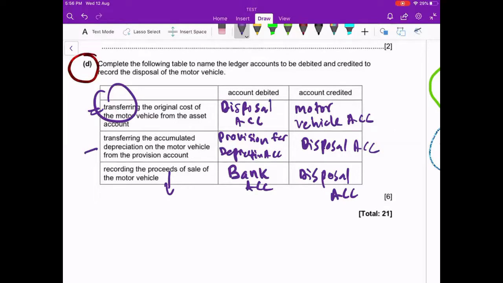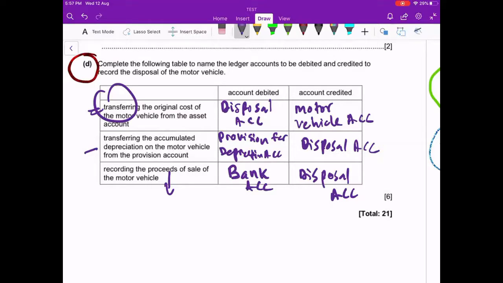So this motor vehicle I want to sell. Whenever I want to sell the motor vehicle, I will take it out. Whenever you take out, you credit the motor vehicle account. You take out from here, you put inside a new account called disposal account. Before you sell, you put it inside this account first. After that, you will sell. So you minus from the motor vehicle account, credit the motor vehicle account, and transfer to disposal account.